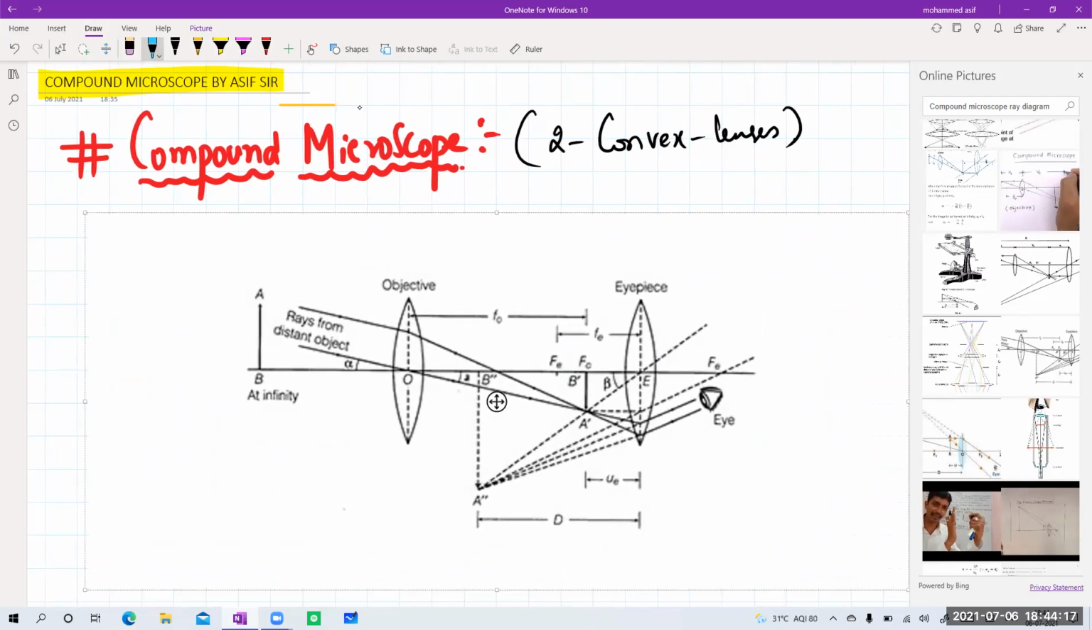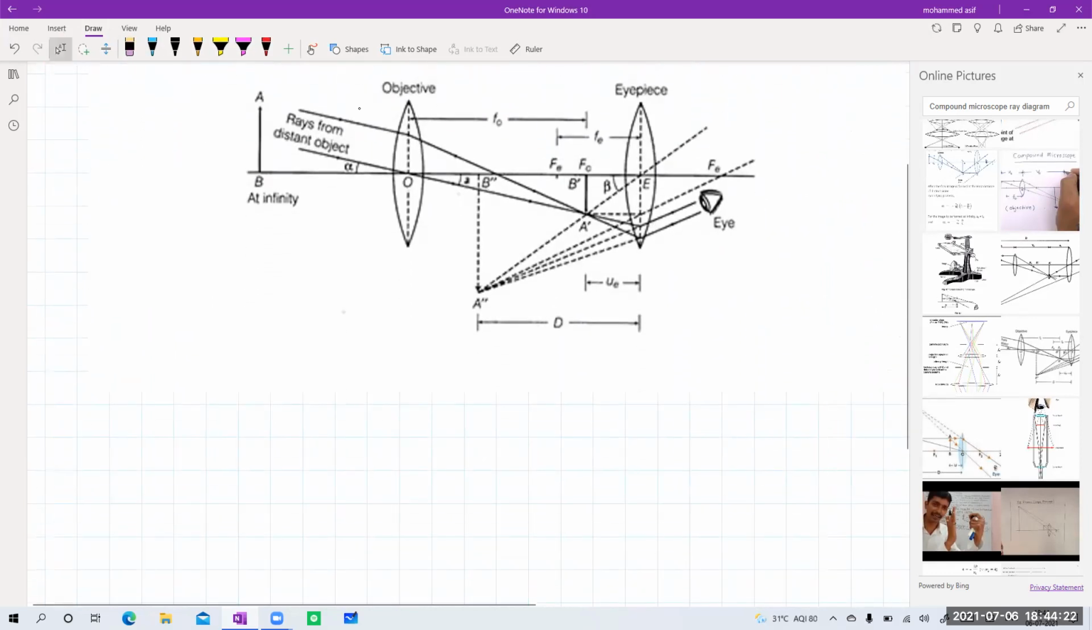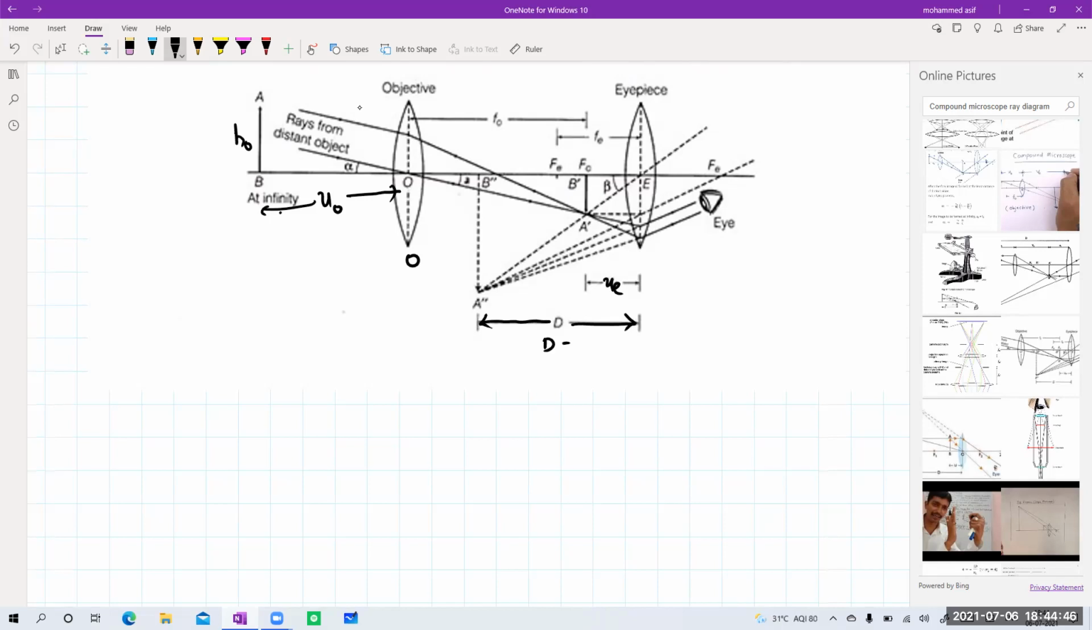Clear? So one is the objective, another one is your eyepiece. So this is your objective. This distance is nothing but your U naught. And this is the height of your object, that is nothing but H naught. The image is formed somewhere here. The distance from here to here is nothing but your UE. The total distance between them is D, or else you can also take it as L. Anything is fine for me.